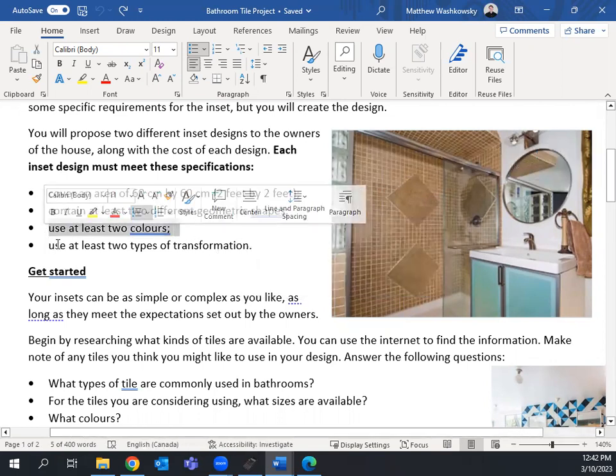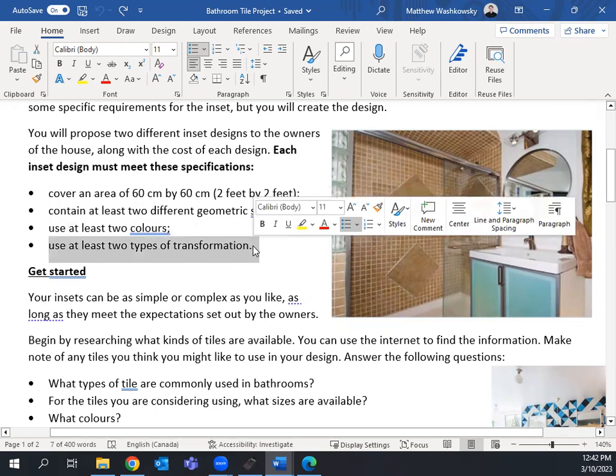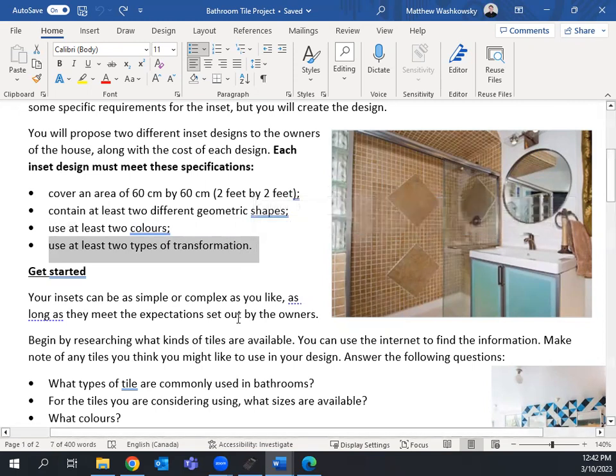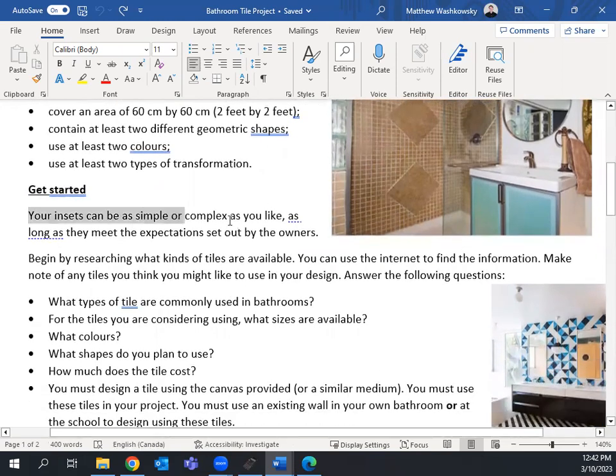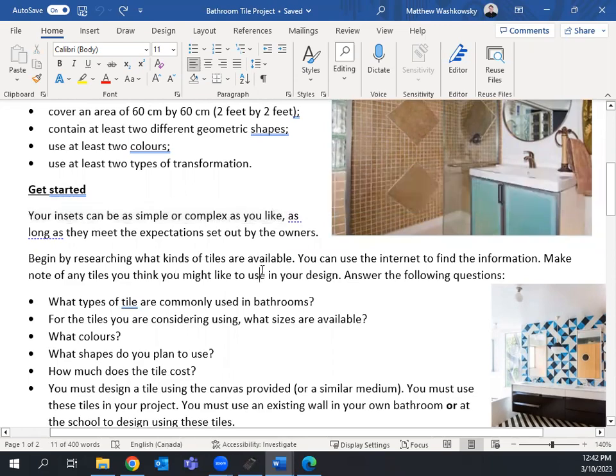So you want to try and use at least 2 colors. You can do more, and you're going to try and use transformations with it. Those are the 4 things that we've been learning about, right? Like rotations, enlargements, making it smaller, reflecting the image. That's what all of these things are doing. So you can make them simple, you can make them complex. That's okay. Get creative with it. Have fun with it. That's the whole point of it.